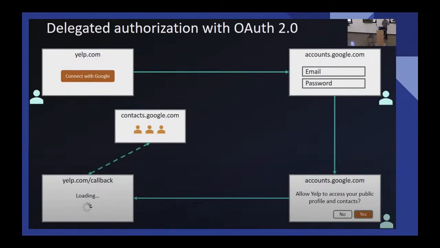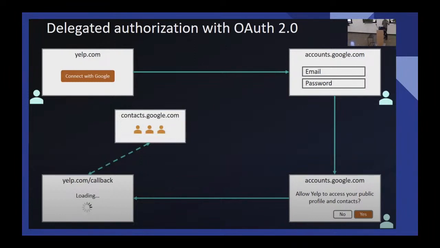So how OAuth 2.0 works: we first try to log in. But it's not logging in to Yelp's account, Yelp's domain. We try to log in to Google first, because we are giving Google's contacts, the information we want to share with Yelp. The purpose of this is to share the contacts from Google to Yelp.